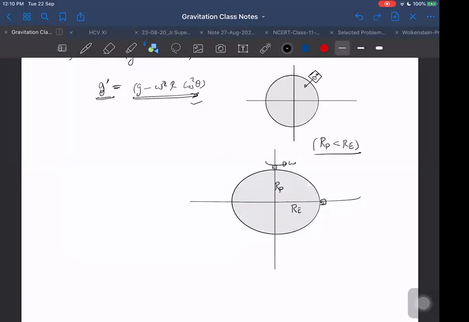If I do that, then effectively mg is acting towards the center, and m omega square r is acting this side, and the resultant of these two will be in some other direction, not towards the center, and the tension will be opposing that. I should probably call that mg dash. So I can take m omega square r and mg, and the angle between them, if I take this theta, then this will become 90 minus theta, and 90 plus 90 minus theta will become pi minus theta.